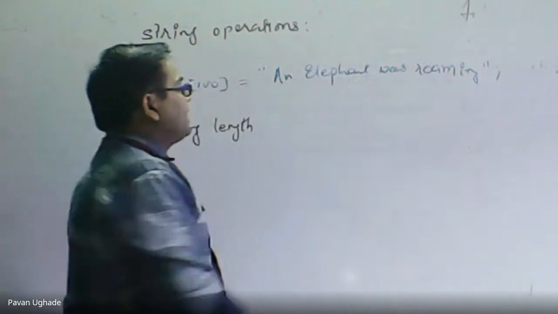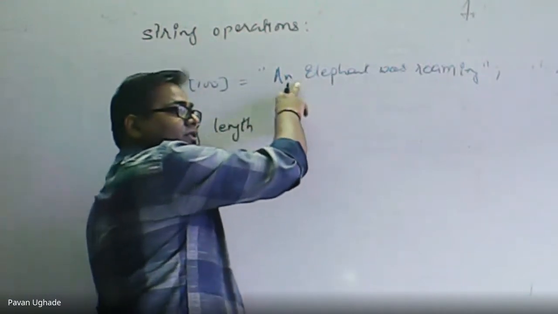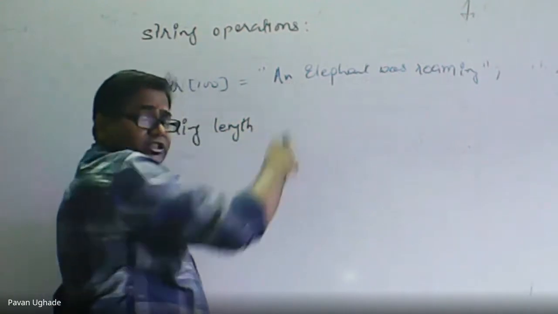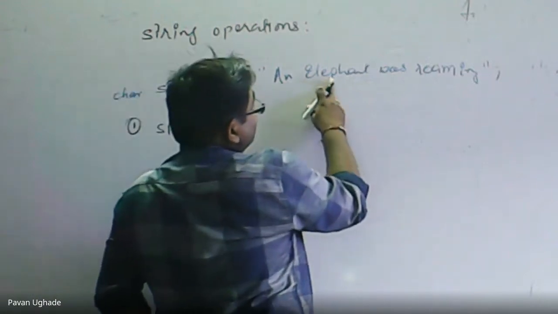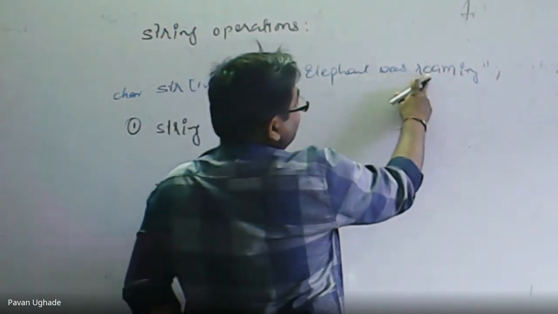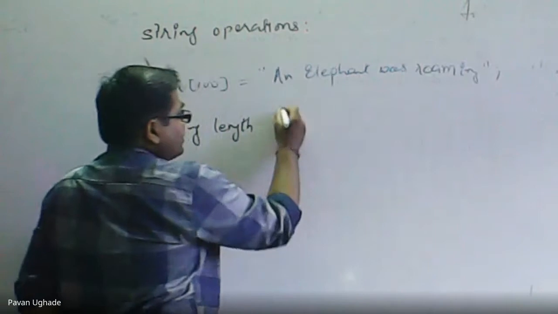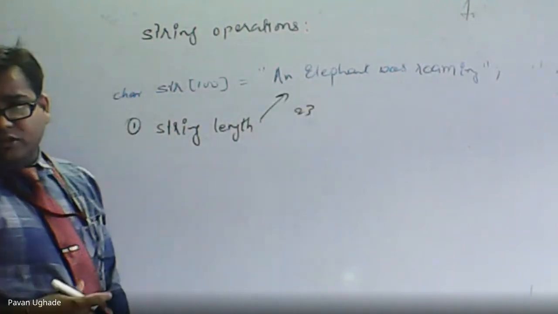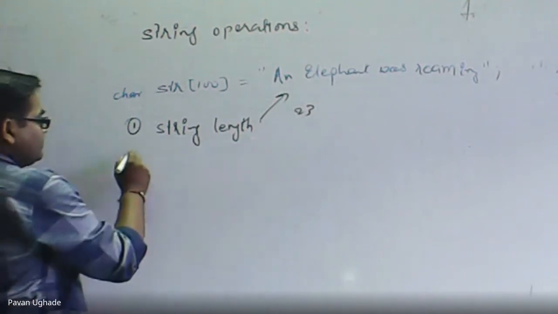To calculate that, 1, 2, and as we discussed in the previous class, this is also considered as one character. 1, 2, 3, 4, 5, 6, 7, 8, 9, 10, 11, 12, 13, 14, 15, 16, 17, 18, 19, 20, 21, 22, 23. So here it is 23. So you need to count it, right? So one operation is string length.